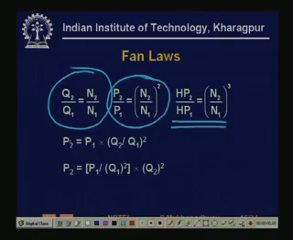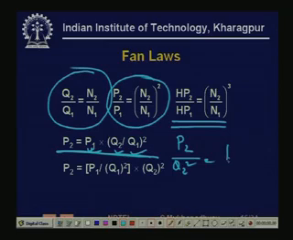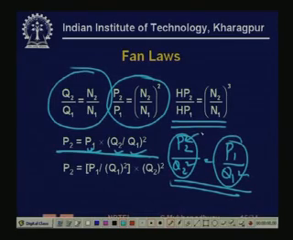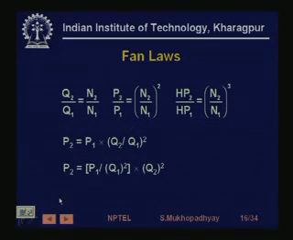Similarly, if you know Q2 by Q1 and you know P1, you can calculate P2 by this formula, because P2 by P1 equal to Q2 by Q1 whole square. If you eliminate N1 and N2 from these two, then you get basically P2 by Q2 square equal to P1 by Q1 square. This is at speed N2 and these two are at speed N1. Okay. So, now having known that, we come back.